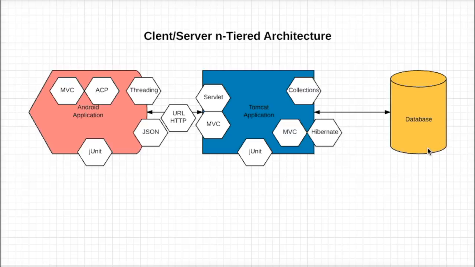You start with an Android application that will make calls to a Tomcat application. This is where your servlet runs. And then the Tomcat application will make calls to a backend database. And so I've put on this diagram the elements or the technologies that you're going to be using as you're building your application.